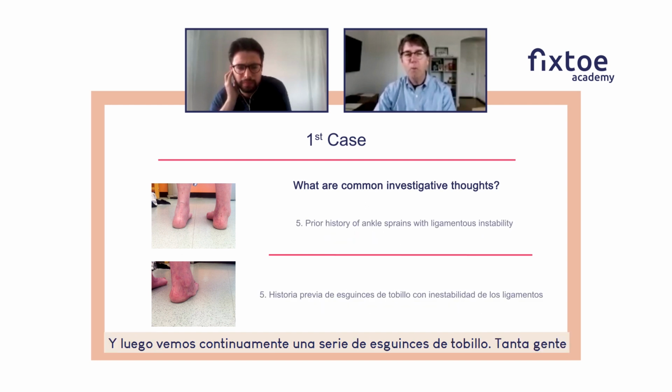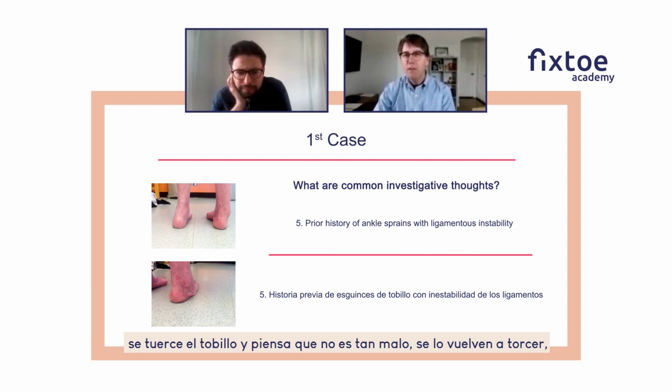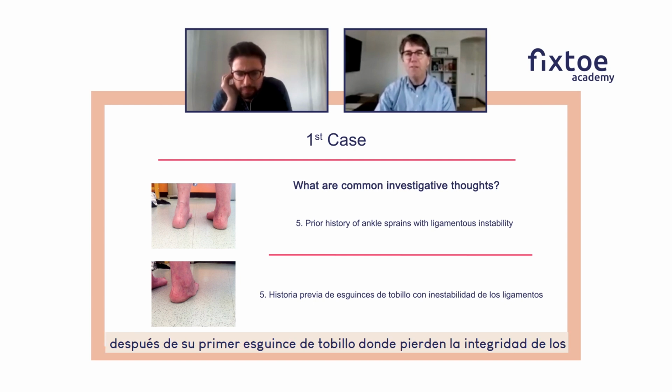And then we see all the time a history of ankle sprains. So many people sprain their ankle, it's not too bad, they re-sprain it, it gets a little worse, they re-sprain it the 3rd time, they finally go to the doctor, and of course they're even worse if they have some sort of ligamentous laxity. So these people can just roll their ankles really easily after their first ankle sprain, where they lose the integrity of the ankle ligaments.